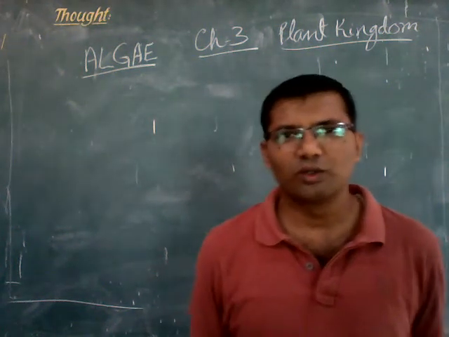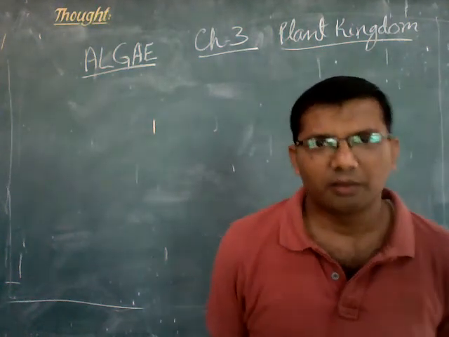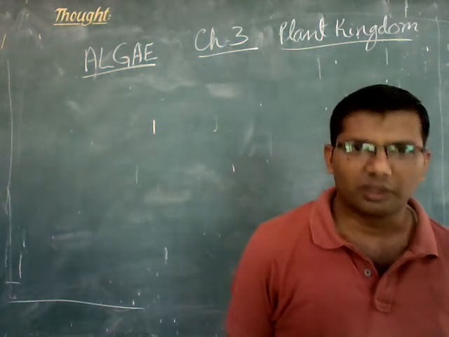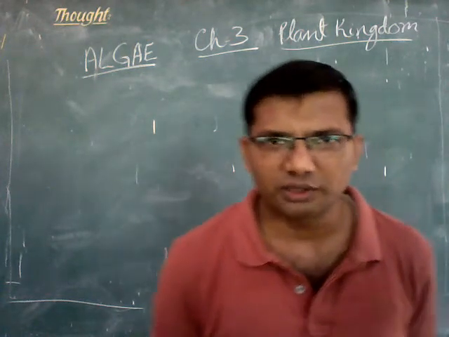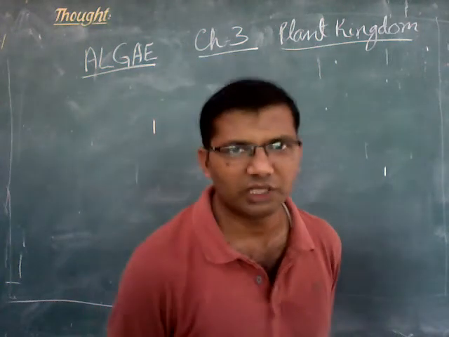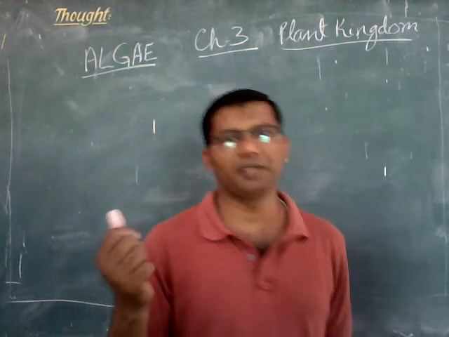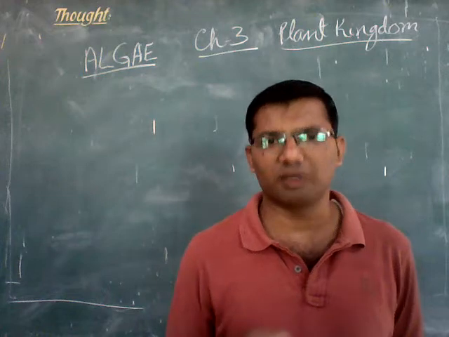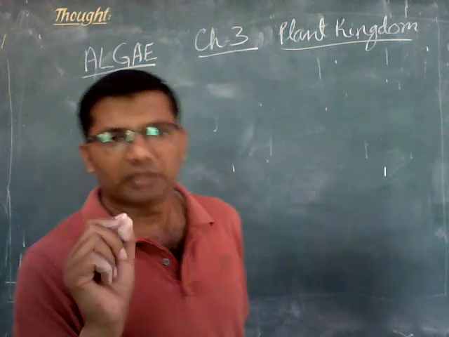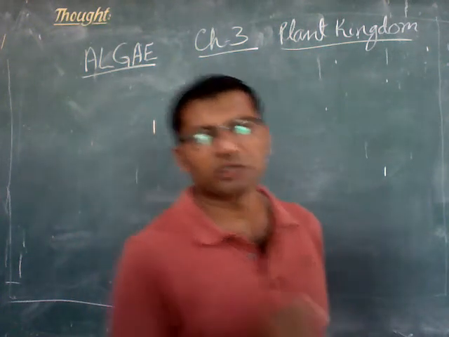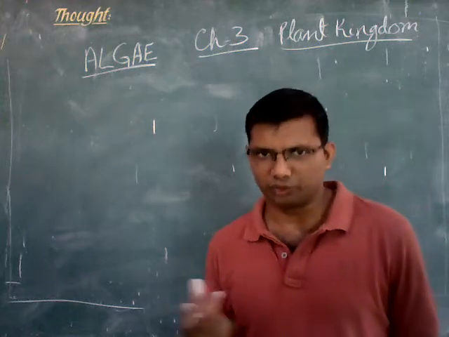Hello students. So we were discussing chapter 3, which is the plant kingdom. We already saw various systems of classification: how different people proposed the artificial system, the natural system, and the phylogenetic system of classification. As biology advanced further and scientific knowledge exploded, many other methods started developing and many other branches of classification came into being, and methodologies like numerical taxonomy or chemotaxonomy were introduced.